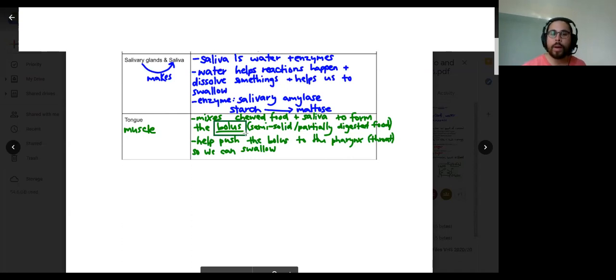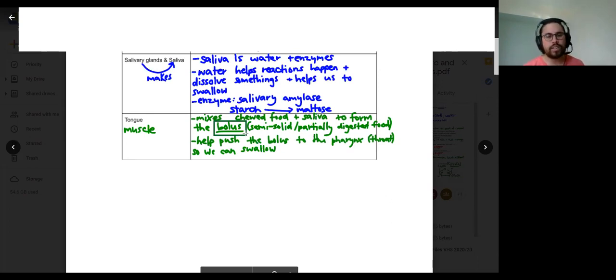And it allows for that bolus to form, and then it helps to push that bolus into the part of the mouth and throat that allows for the swallowing of that food to happen. So right off the bat, inside the mouth, we already have three major components of digestion happening, and they all contribute in a very crucial and important way.